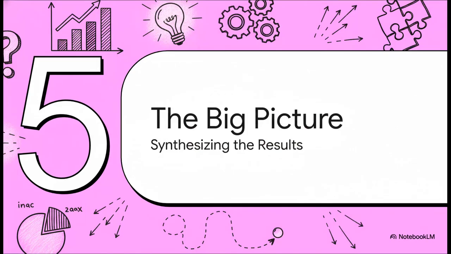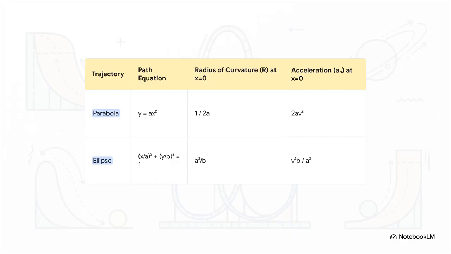We've crunched all the numbers, we've got our answers. Now it's time to zoom out for a second and really synthesize what we've figured out from tackling this problem. Check this out. Here are our results side by side. Look how the exact same physical principle, that acceleration is v squared over r, gives two totally different looking answers. It all comes down to the geometry.